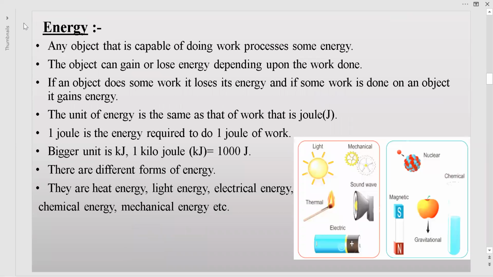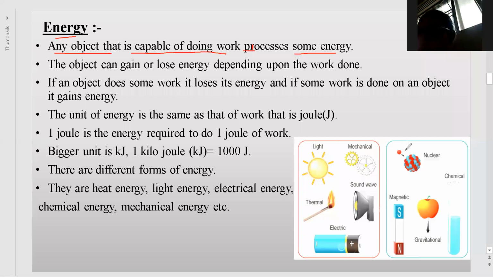Okay. Now the next topic, that is energy. Tired. Okay, we will get tired. Why? Because the energy would be lost by our body. So an object can gain energy or it can lose energy depending upon the work done.